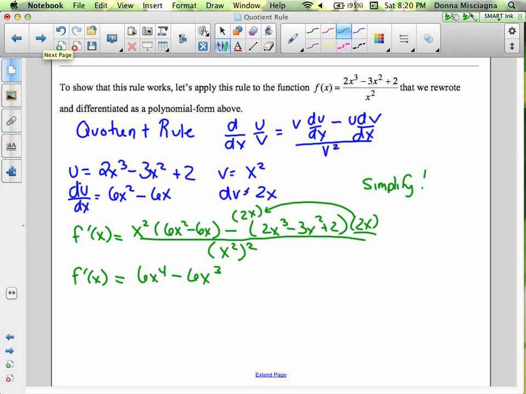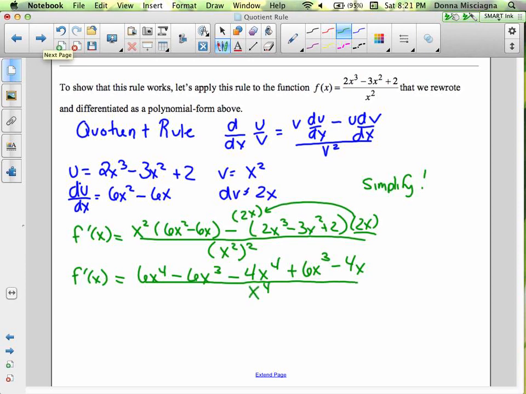So 2x cubed times negative 2x is going to be a negative 4x to the 4th. I tend to reverse the order of those, by the way, if the second one is nice and small and it's going to be what I'm distributing. So negative 2x times negative 3x squared is going to give me a positive 6x cubed. And then negative 2x times 2 is going to be a negative 4x, all divided by x to the 4th.